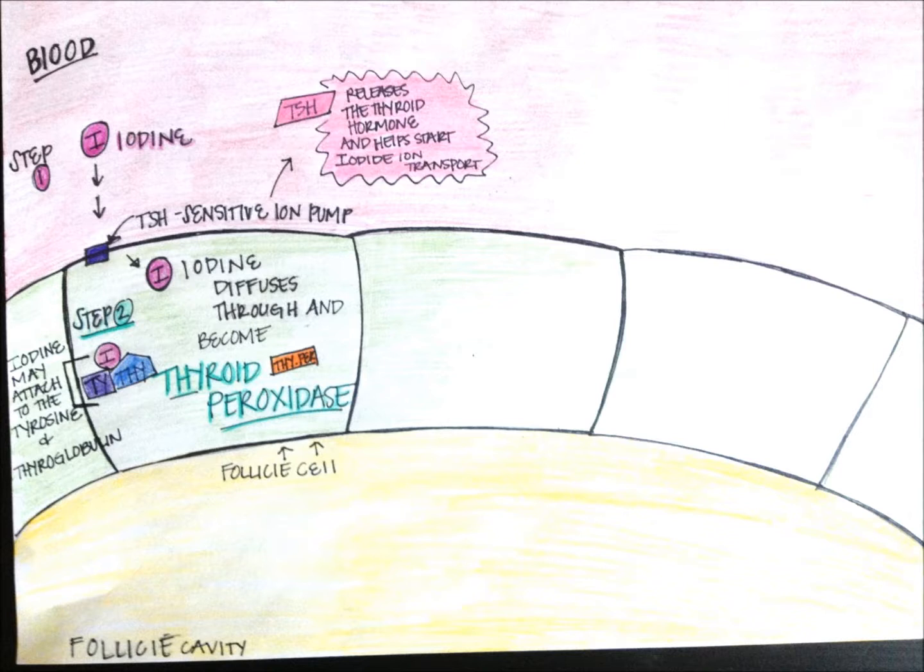The second step consists of the diffusion of the iodide ions through the surface of the follicular cell. Here they change into an enzyme called thyroid peroxidase. In addition, iodide ions attach to the tyrosine and thyroglobulin within the cell.